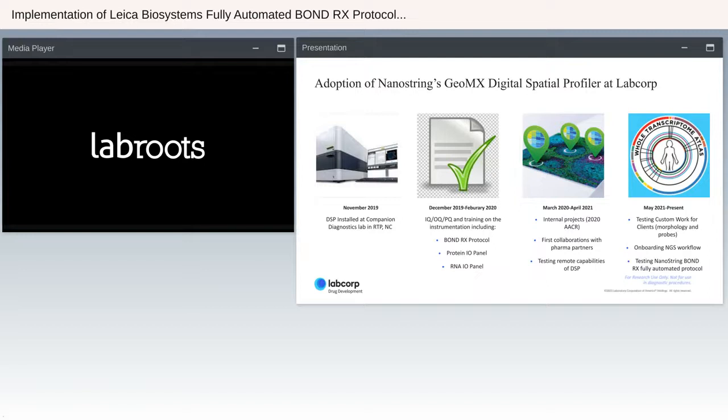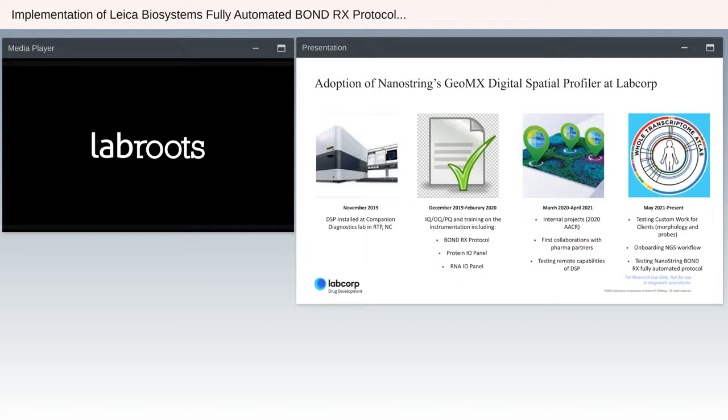So I could be sitting safely at home under quarantine, but I could still reach our NanoString DSP in the lab 20 minutes up the road and work with pathologists to find our regions of interest or design experiments. And then in May 2021 of this year, we brought on our first custom panel.